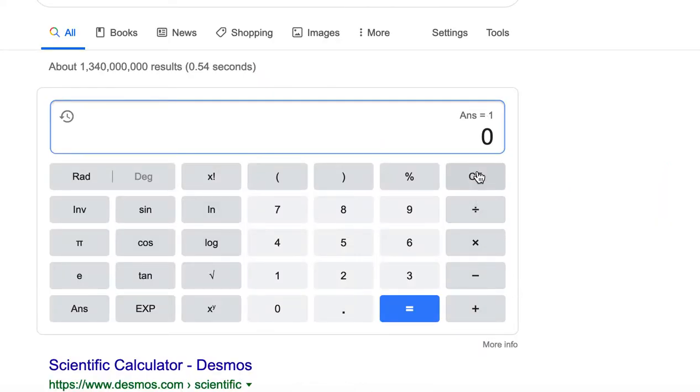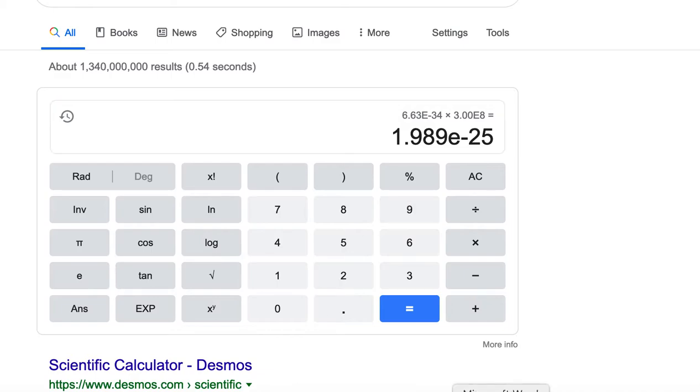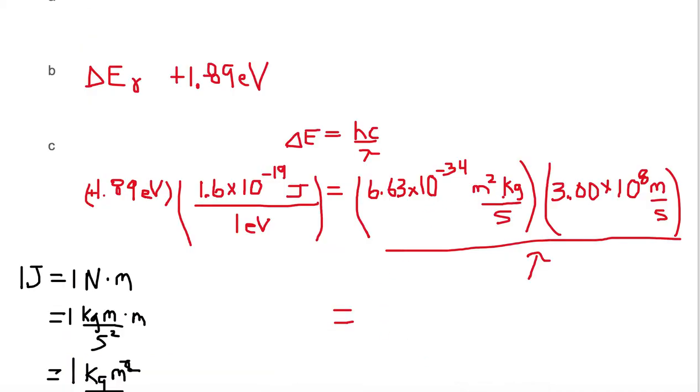So we clear that out, 6.63 EE minus 34, and we want to multiply that by 3.00 EE 8, equal to 1.99 e to the minus 25. So we have 1.99 times 10 to the minus 25. I'm going to put our wavelength on the bottom since we don't know it. Now we have this value up here. We need to divide by 1.6 times 10 to the minus 19.